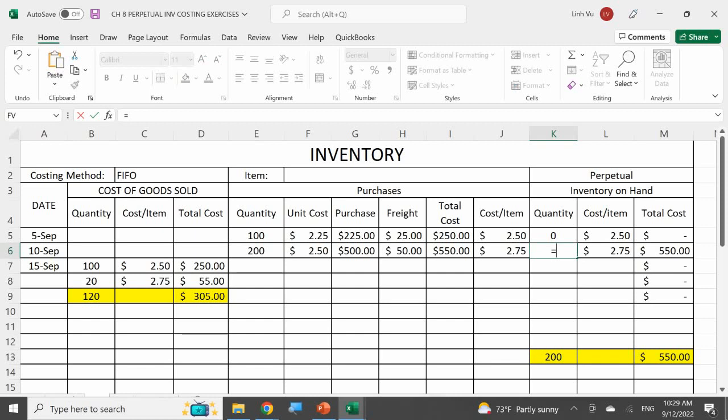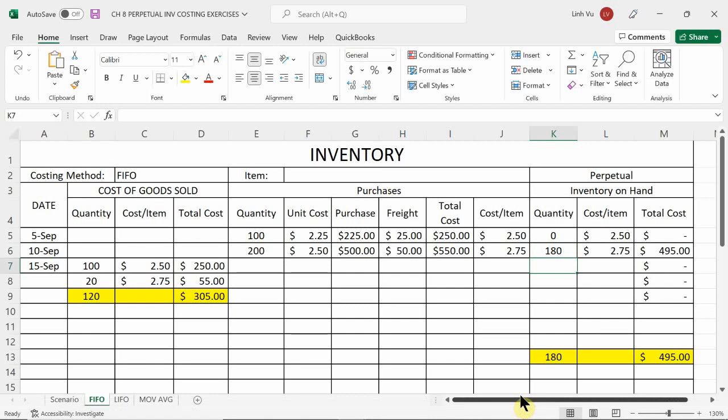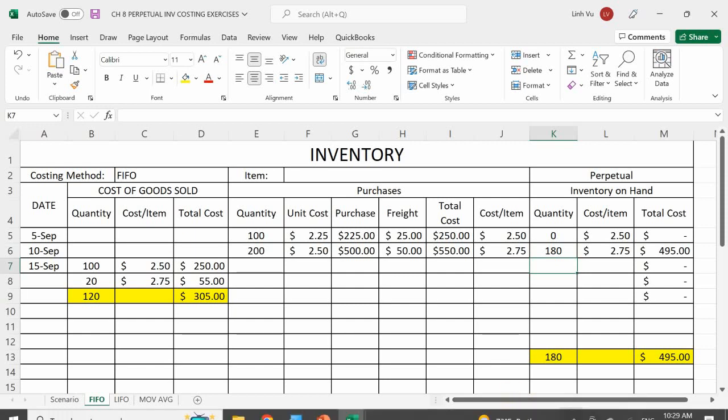180. Because you have 200, right? Yeah. Minus 20 units. You should have 180 units left. Okay? And because I have my calculations done here immediately, if you want to, you can calculate this too. You could take your 550 minus the $55 and you should still get the same answer as 495. Okay?